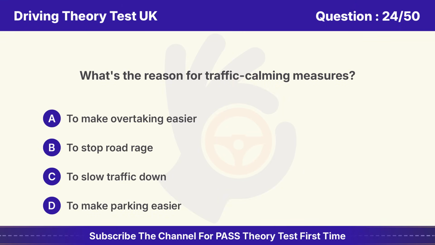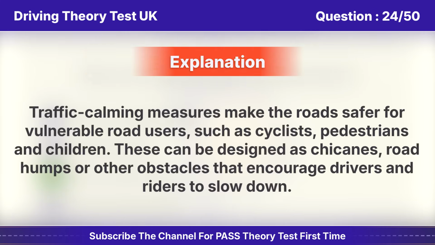Question 24. What's the reason for traffic calming measures? Answer is C. To slow traffic down. Traffic calming measures make the road safer for vulnerable road users, such as cyclists, pedestrians, and children. These can be designed as chicanes, road humps, or other obstacles that encourage drivers and riders to slow down.